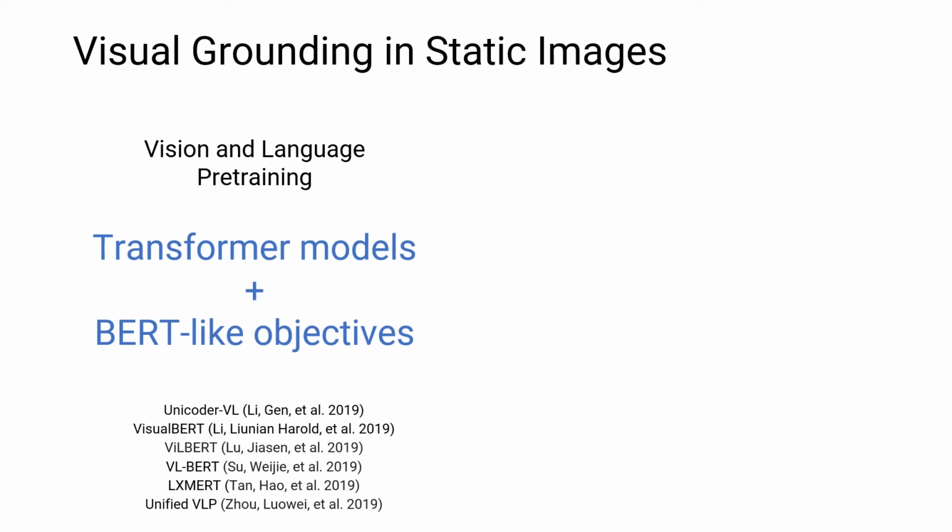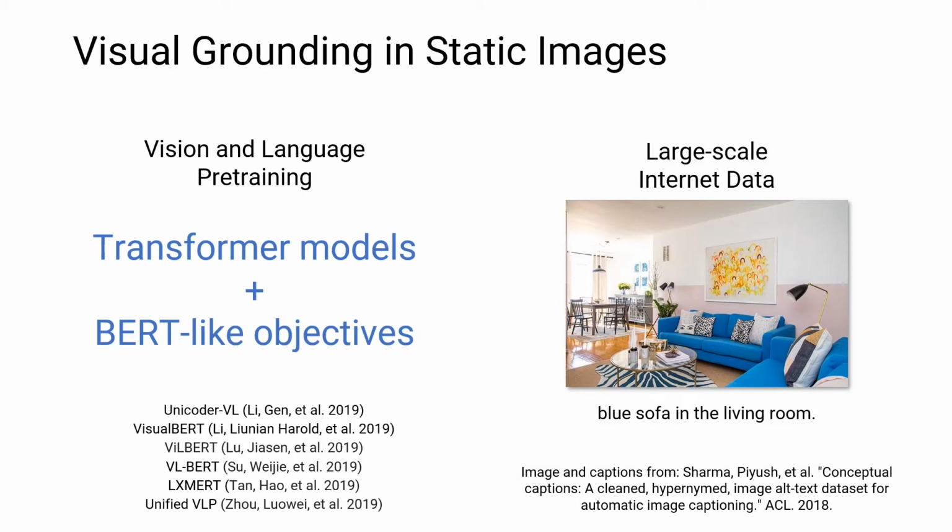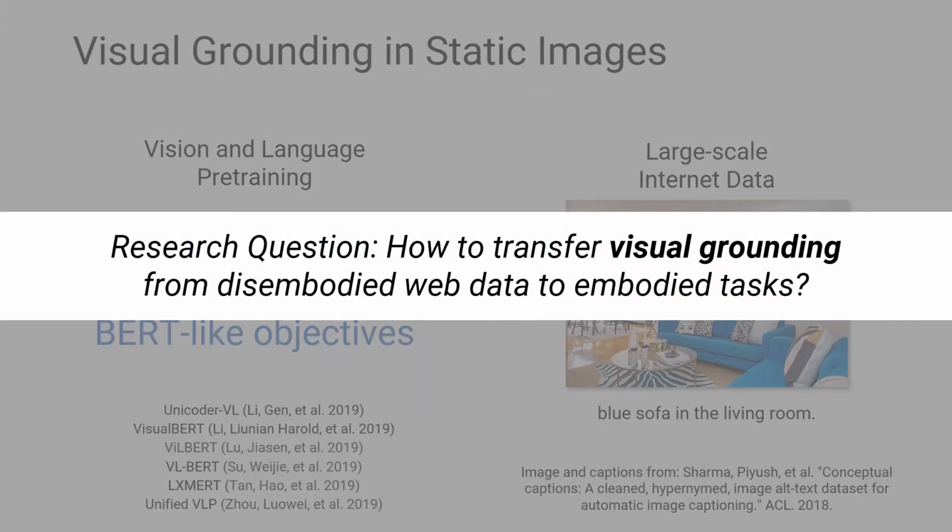Recently, there's been substantial progress in the vision and language communities on the problem of visual grounding in static images. This line of work has made use of transformer-like models and BERT-like pre-training objectives to learn visual grounding from large-scale web data. Here, we show an example of this paired image caption data, which was taken from the Conceptual Captions dataset. This raises our central research question. How do you transfer visual grounding from disembodied web data to embodied tasks like VLN?